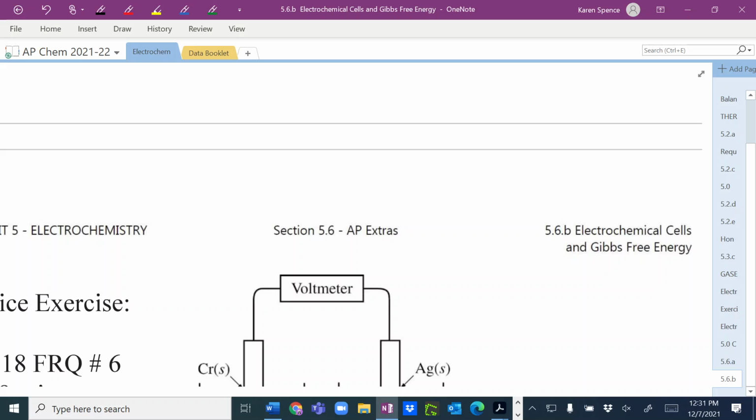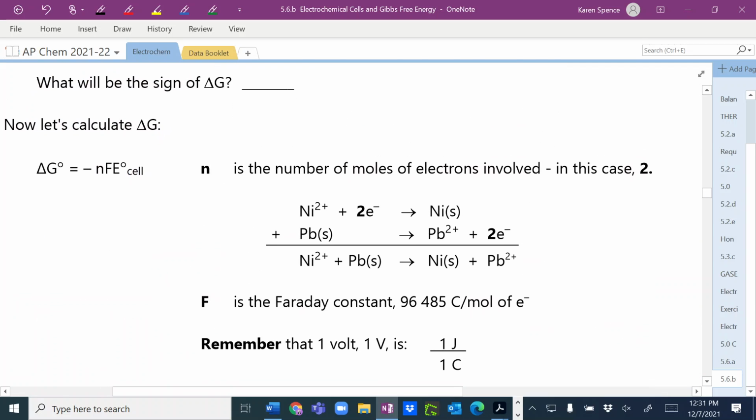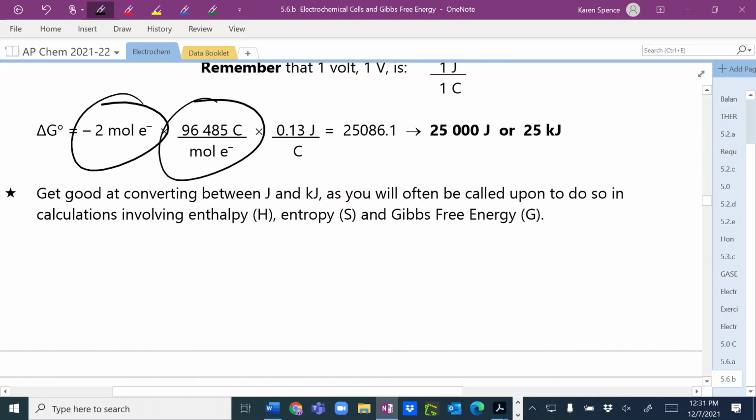Anywho, we didn't get through it, but there's really not much to it. You just take your formula, you found your E0 cell, you plug in F, and there's 2 moles of electrons being transferred, and you know that the voltage is that many joules per Coulomb, and you get your delta G. And that's it.